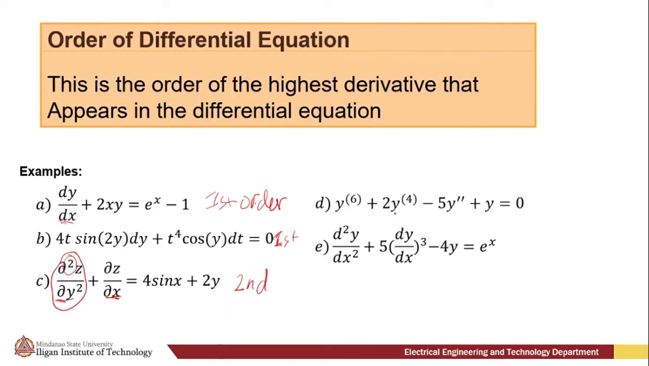So this one is a second order differential equation. Now here we use prime notation. For prime notation, if the order of the derivative is greater than 3, we represent it by a number enclosed in parentheses. So if you're going to read example D, we have the 6th derivative of y plus 2 times the 4th derivative of y minus 5 times the 2nd derivative of y plus y equals 0.